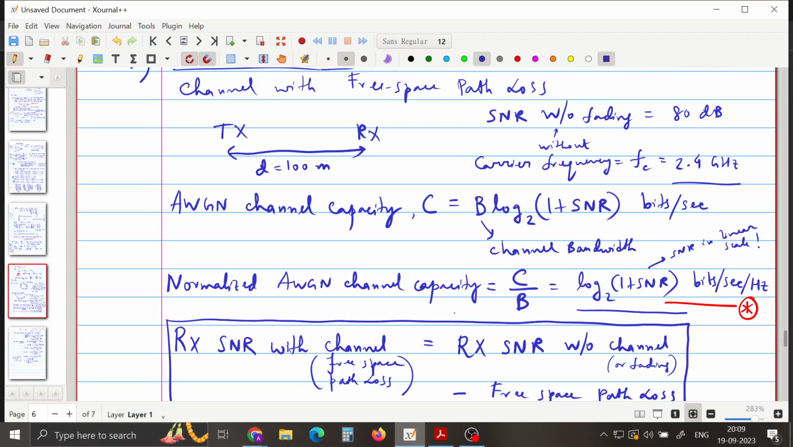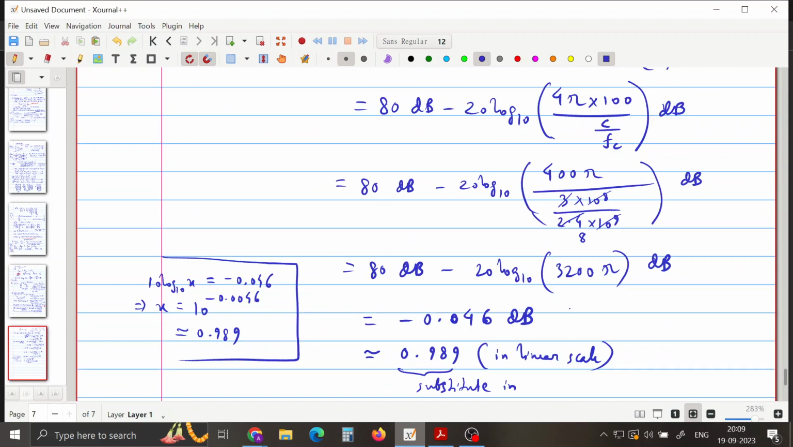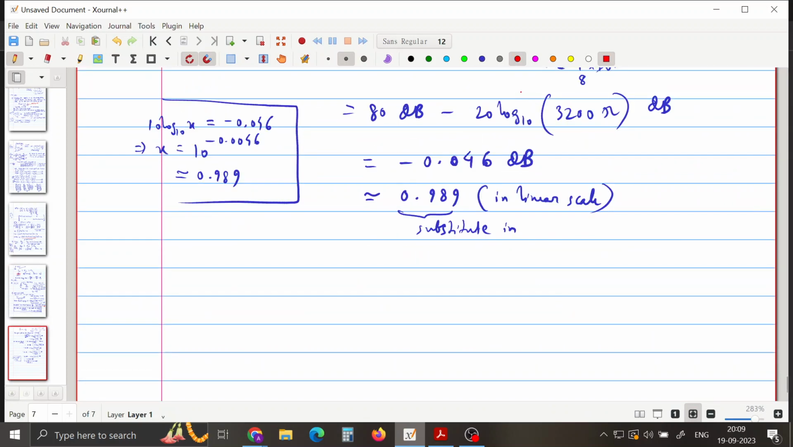Because I have actually used equation 1.2 before, that's why I'm using a different notation, star. So I'm substituting this in star. Okay, so if you substitute that, you'll get the normalized channel capacity is log base 2 of 1 plus your SNR.